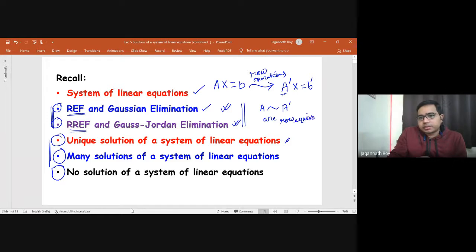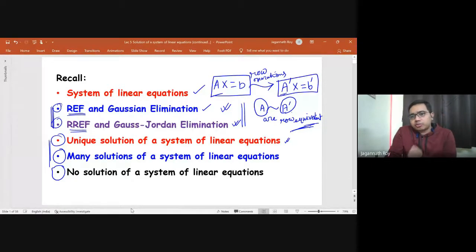If you remember the definition of row equivalent: if the matrix A' is obtained by a finite number of elementary row operations from A, then we call it a row equivalent matrix. Now the solutions of this system are exactly the solutions of this system. So why do we do this row operation? Because we want to simplify this system in terms of a row equivalent system. So the solution of this system will be the solution of this system.